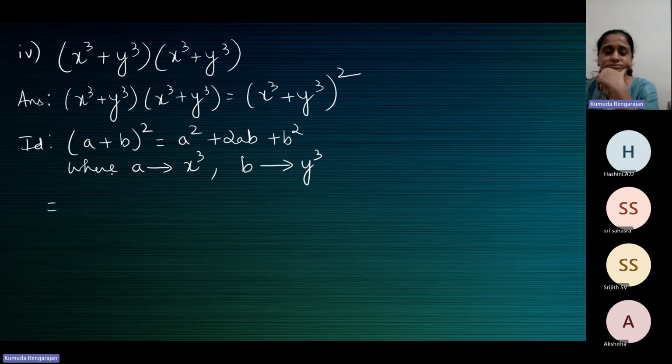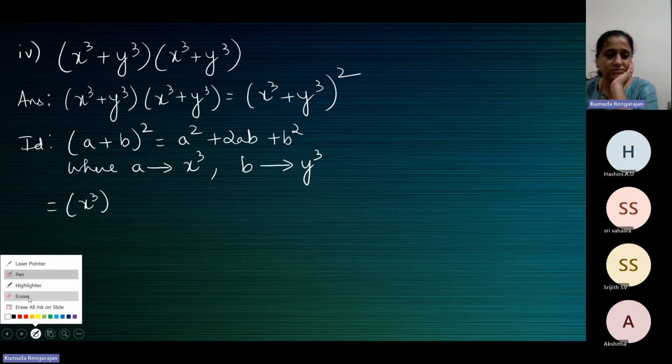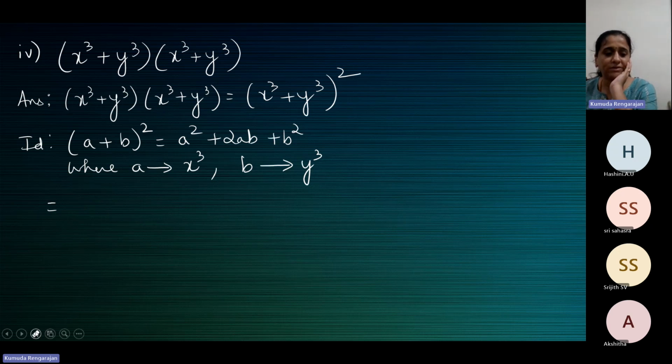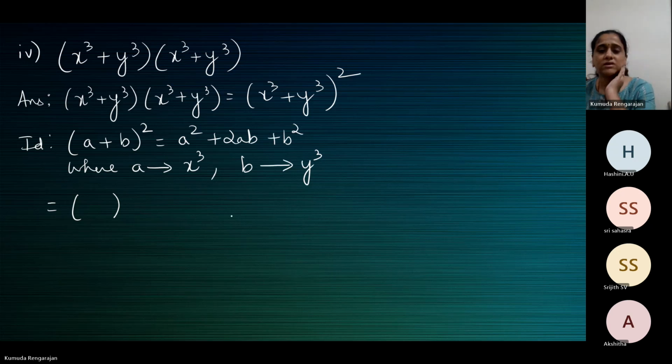Yeah, Sahasra? Yes, ma'am. Yeah, tell me. How do you work out the answer? X cube to the power, to the whole power square. Yeah, just a minute. So we'll just put empty brackets first. So we have to write a here, no? A, one second, Sahasra.